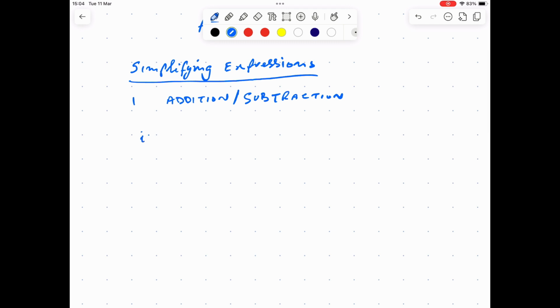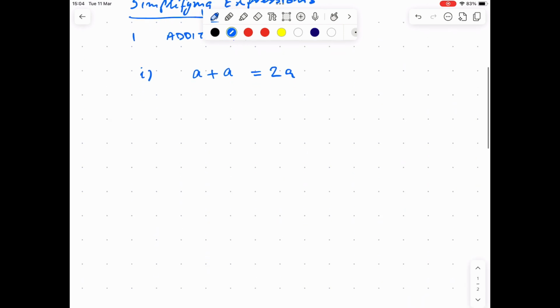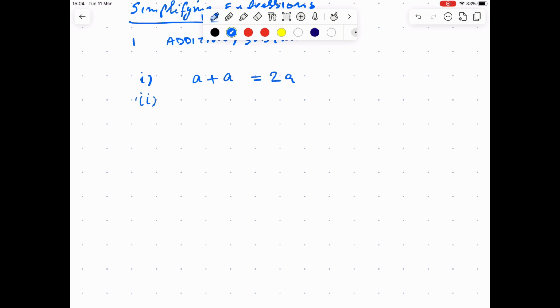If we write a plus a, that is equal to 2a. And number 2 is 5b minus 4b. That'll be equal to 1b. And the next one is 4b minus 5, which is equal to minus b.